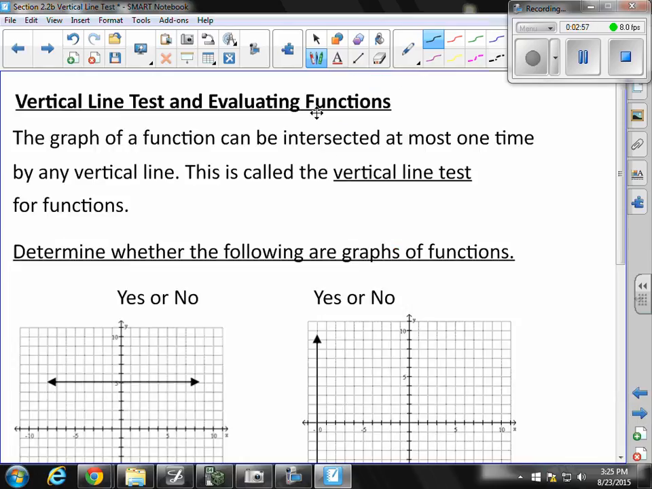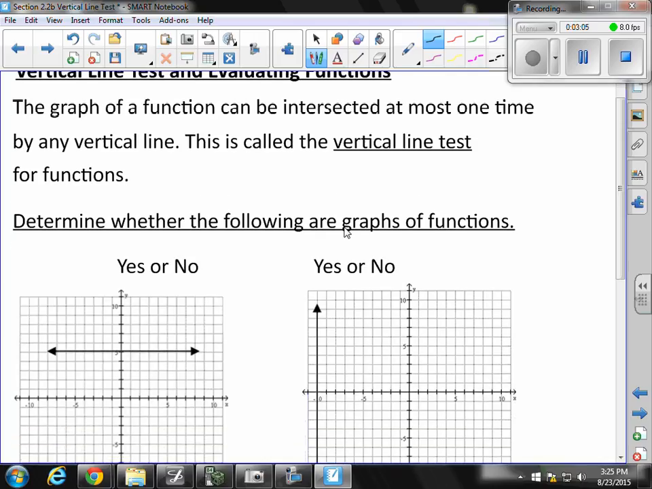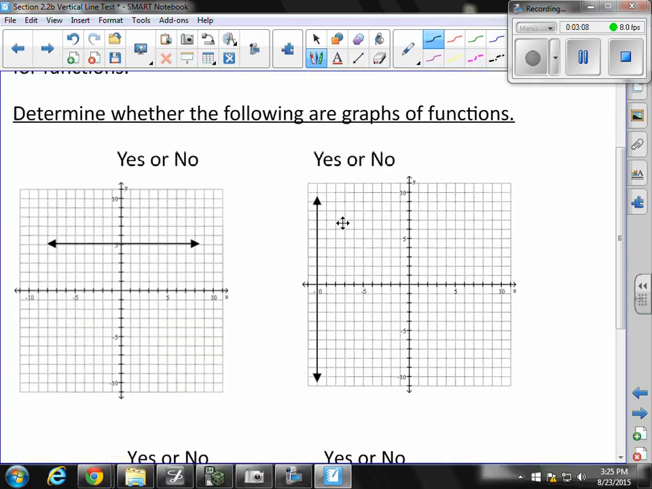The vertical line test in evaluating functions. The graph of a function can be intersected at most one time by any vertical line. This is called the vertical line test for functions. So if I'm given graphs and I'm asked to determine whether they are graphs of functions or not, I can use my vertical line test. So on the graph, any vertical line, does it pass my graph more than once?